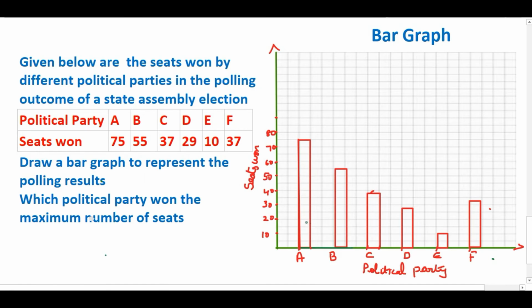We can see that the width of the bar is uniform, as well as the space between the bars is also uniform. Now one question they have asked: which political party won the maximum number of seats? You can see the political party A has won the maximum number of seats. So you will mark the variable on the x-axis, values of the variable will be marked on the y-axis, and you can write the scale also. 1 centimeter is equal to 10 units on the y-axis. You can mark even the scale.